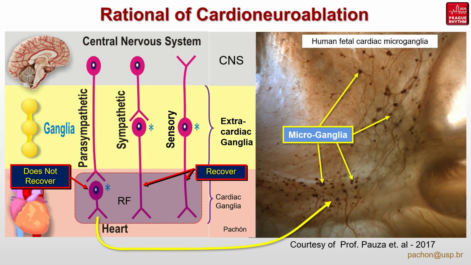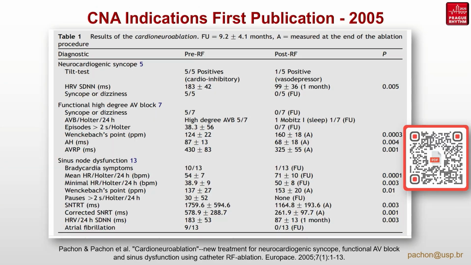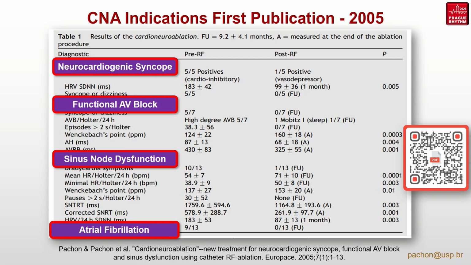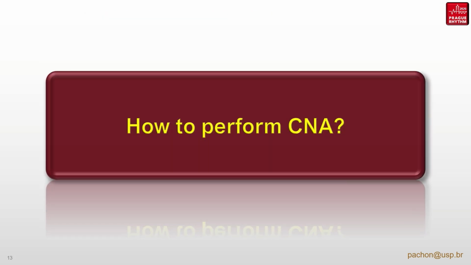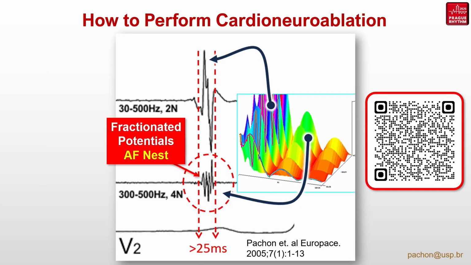So ablating the endocardial surface of the atrial wall makes it possible to eliminate mainly the parasympathetic system, and it makes it possible to treat functional bradyarrhythmias. Also, the most important for us nowadays is the elimination of atrial fibrillation. And how to perform cardioneuroablation?